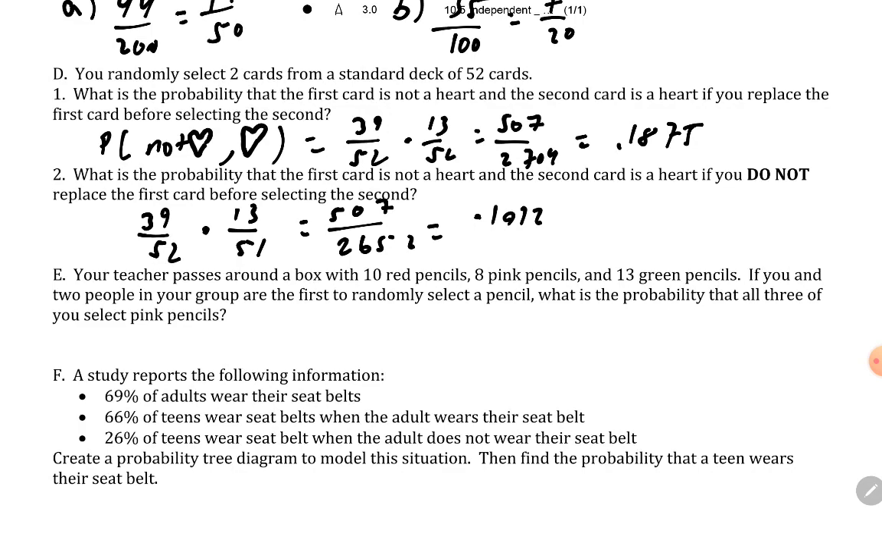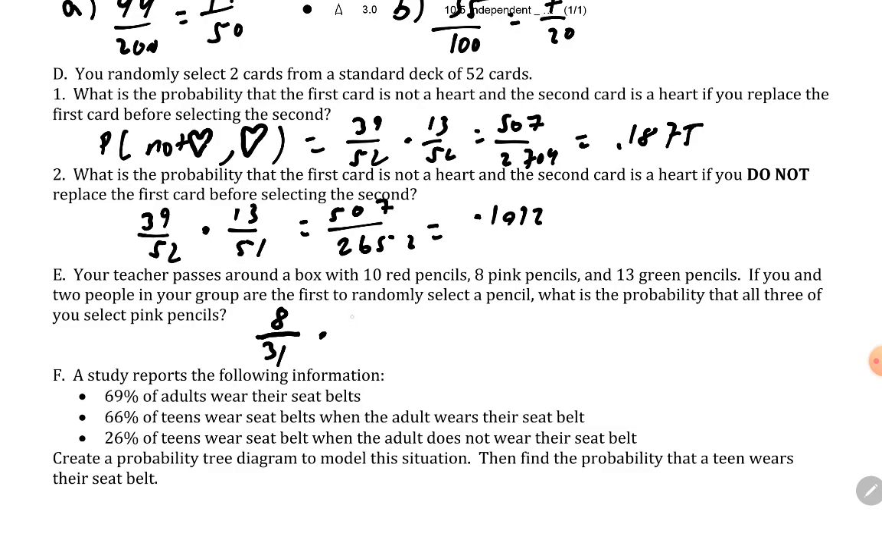Your teacher passes around a box with 10 red pencils, 8 pink pencils, 13 green pencils. If you and 2 people in your group are the first to randomly select a pencil, what is the probability that all 3 of you select pink pencils? Okay, so let's say you draw first. Out of the 31 pencils, 10 plus 8 plus 13 is 31, you have an 8 out of 31 chance of selecting a pink pencil.